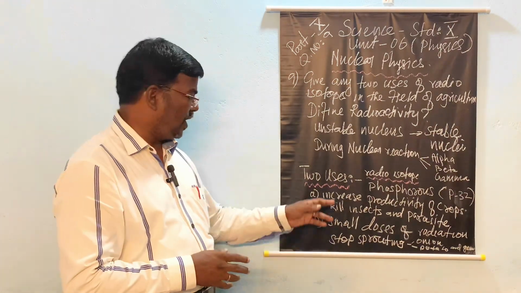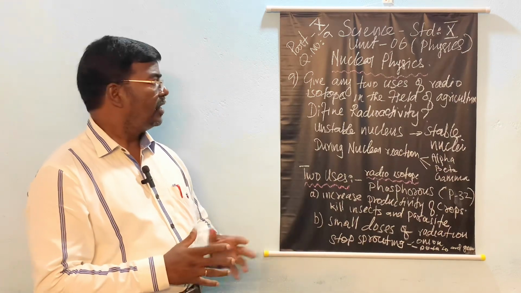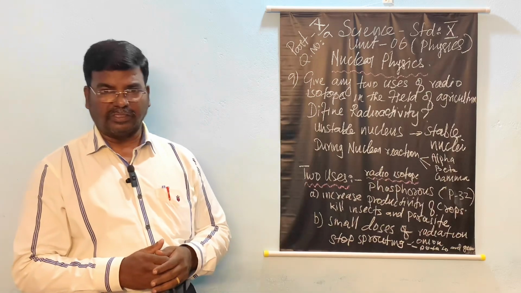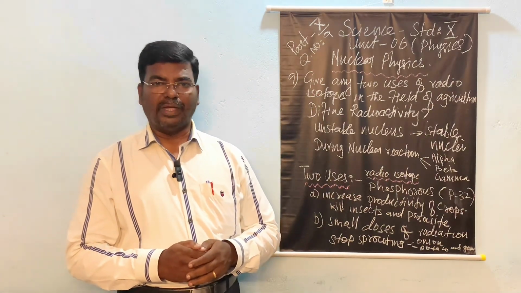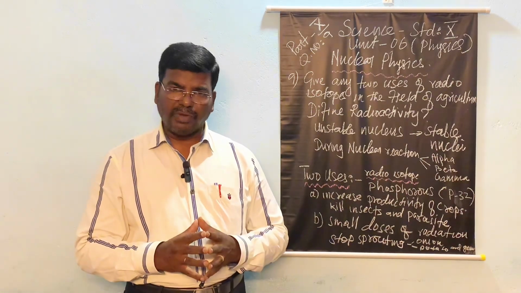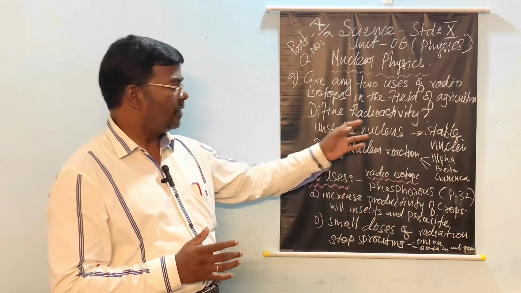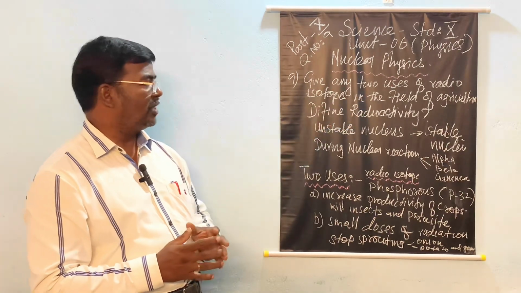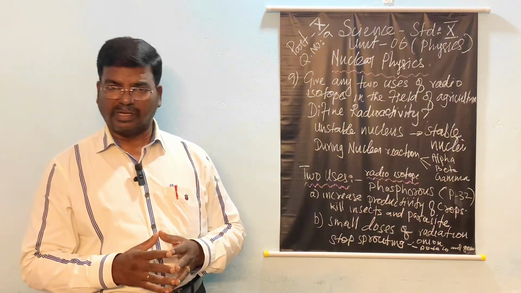So these are the two main uses of radioisotopes in the field of agriculture. My student, I hope you have understood very well how to define radioactivity and what the two uses of radioisotopes in the field of agriculture are.